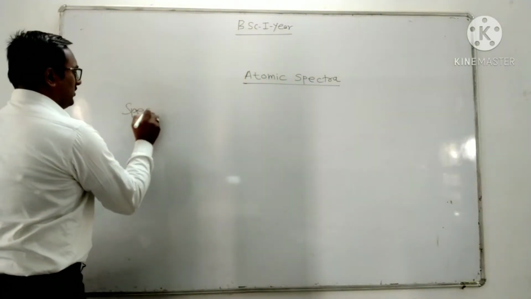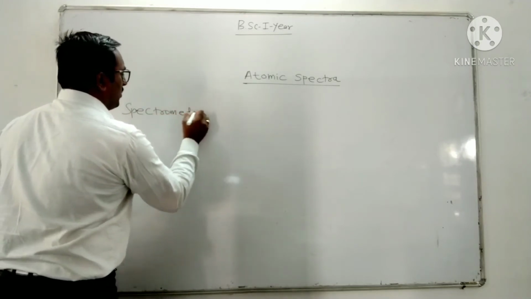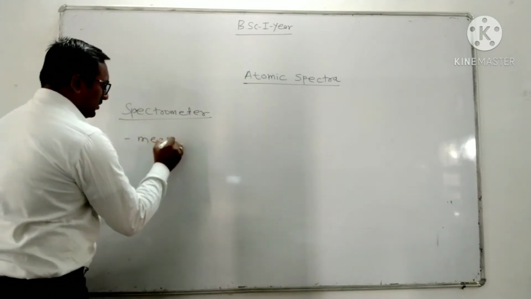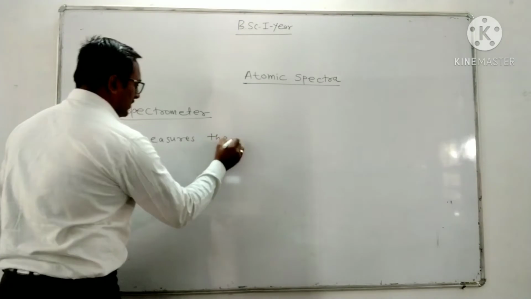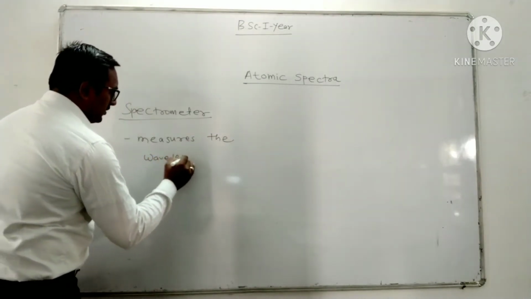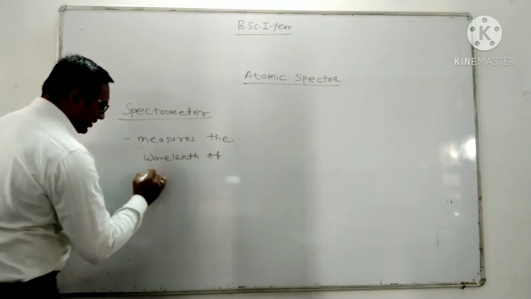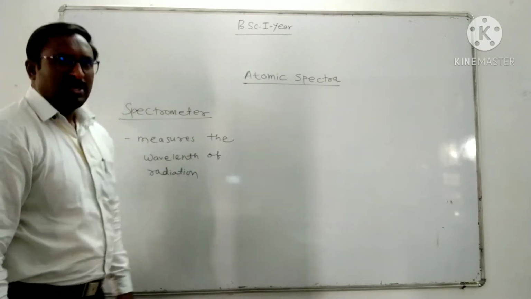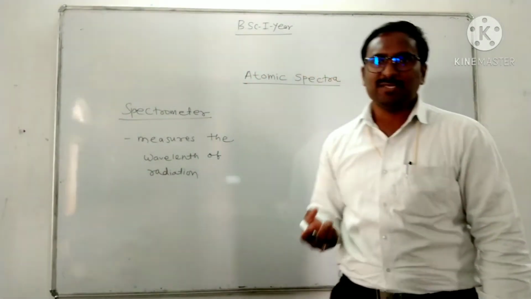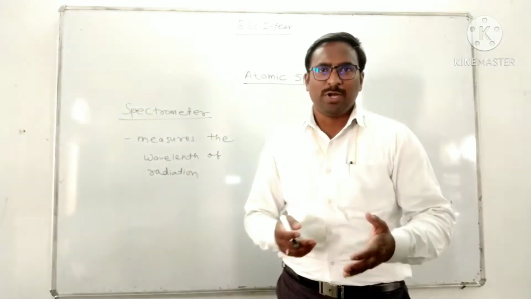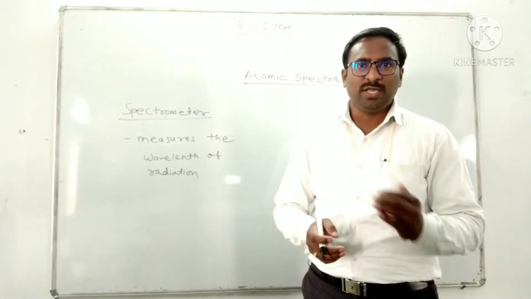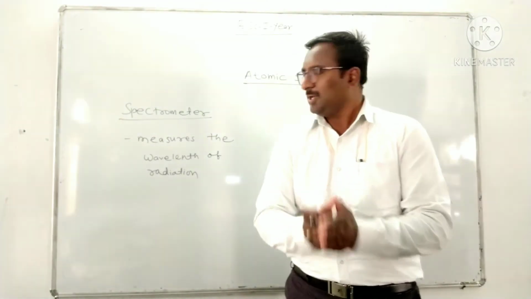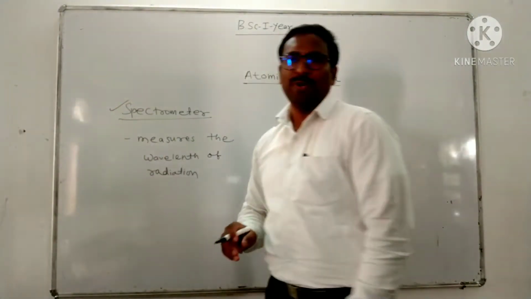What is the spectrometer? The spectrometer measures the wavelength of radiation. A spectroscope is a specialized instrument designed to monitor the absorbed or emitted wavelength of radiation by the material on interaction of electromagnetic radiation with the material. That instrument is known as a spectrometer.